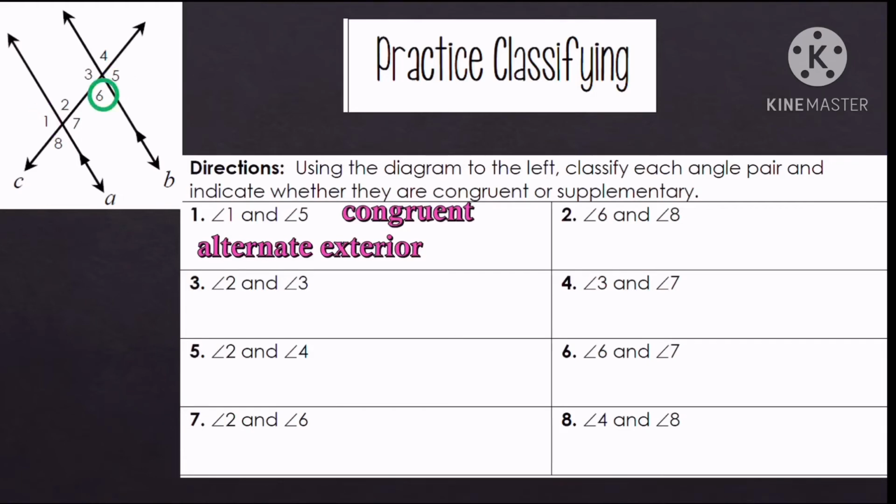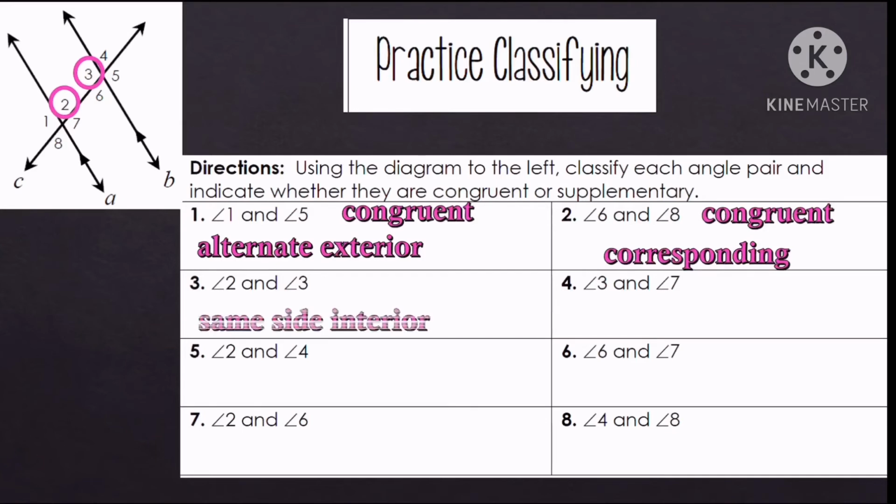I have 6 and 8. Those are corresponding. Corresponding angles are congruent. That's all I'm asking you here, and that's all you can answer. Last, I have angle 2 and angle 3. They are both on the inside on the same side. They're called same side interior, or what we also wrote, consecutive interior. That might help. So if you want to use the word same side, or if you want to use the word consecutive, that helps you.